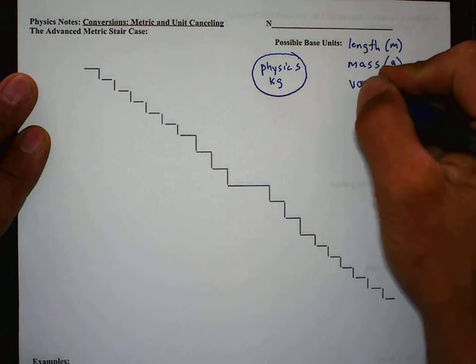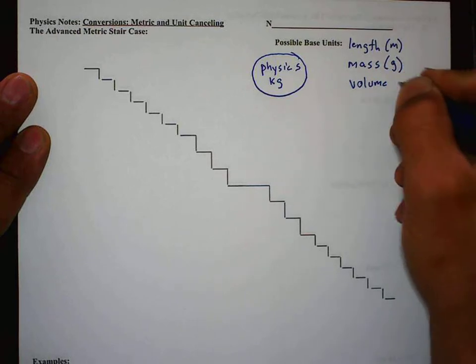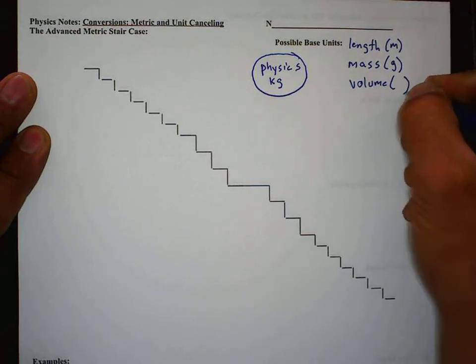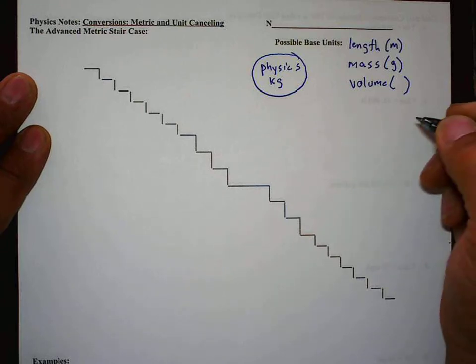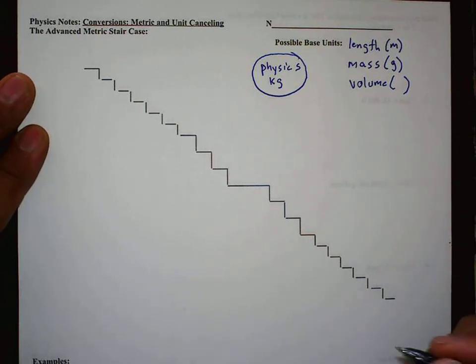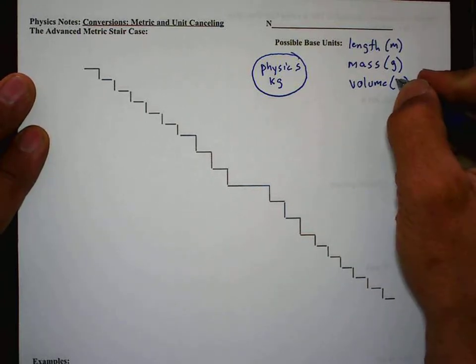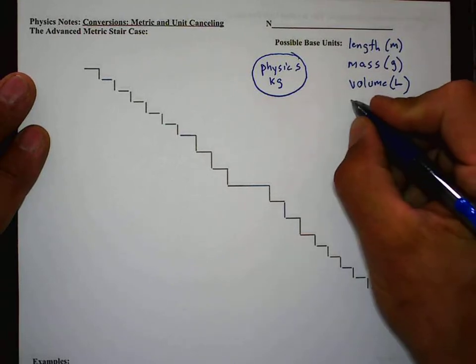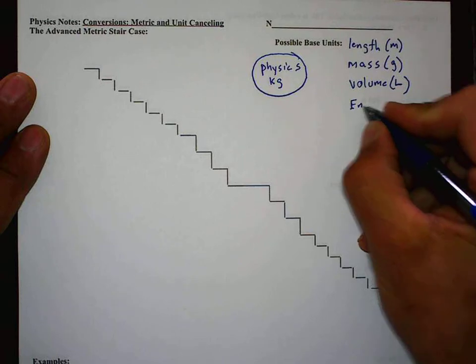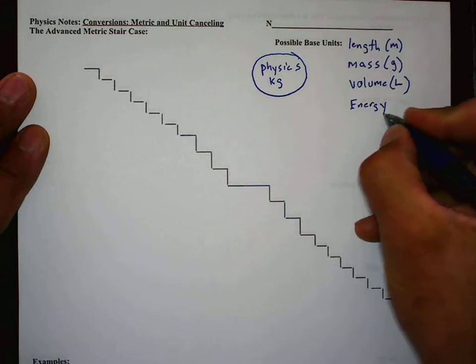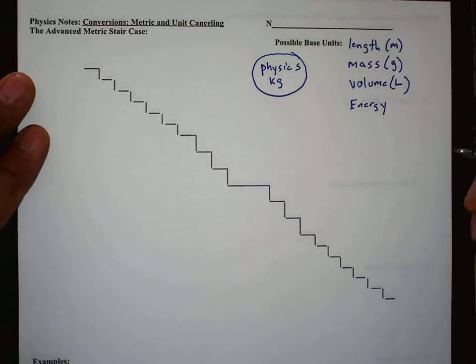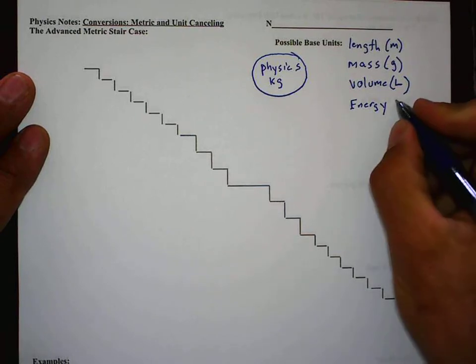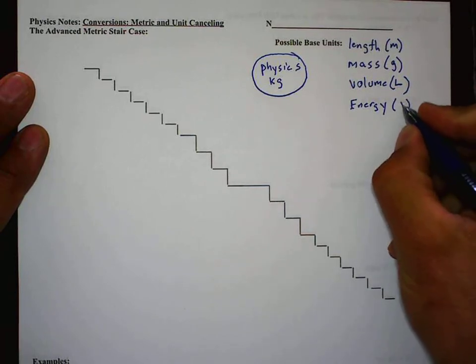Okay, volume. What's the base unit for volume in the metric system? It's not the gallon. Liters. Capital L is the abbreviation. Then this can be used for all sorts of stuff like energy, which we have not studied yet in this class. You may have studied it in other classes. What's the unit for energy? Joules. Capital J.